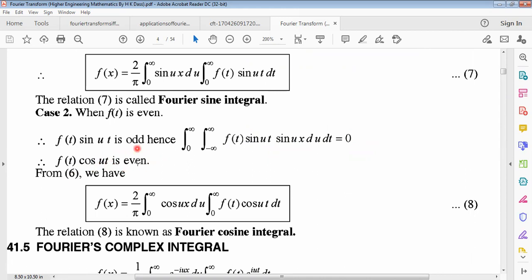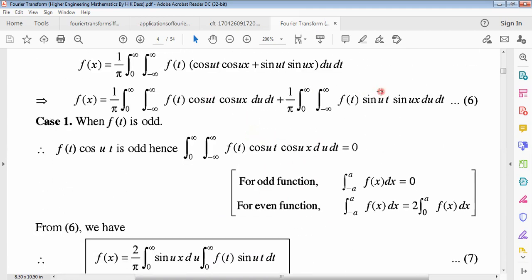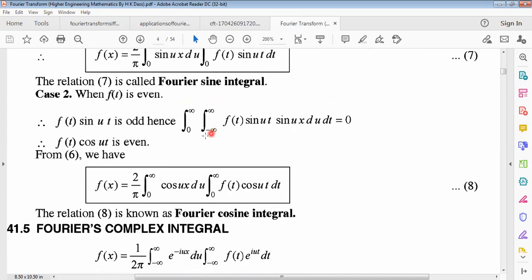And f of t cos ut is even, because f of t is also even and the cosine function is also even. Even multiplied by even gives an even function. So from 6 we can write the sine part as 0, and f of x equals this one. And this is actually the cosine integral. f of x equals 2 by pi, integral 0 to infinity cos ux du, integral 0 to infinity f of t cos ut dt. This relation 8 is known as the Fourier cosine integral. We have actually proved the Fourier sine integral and Fourier cosine integral from the Fourier integral theorem.